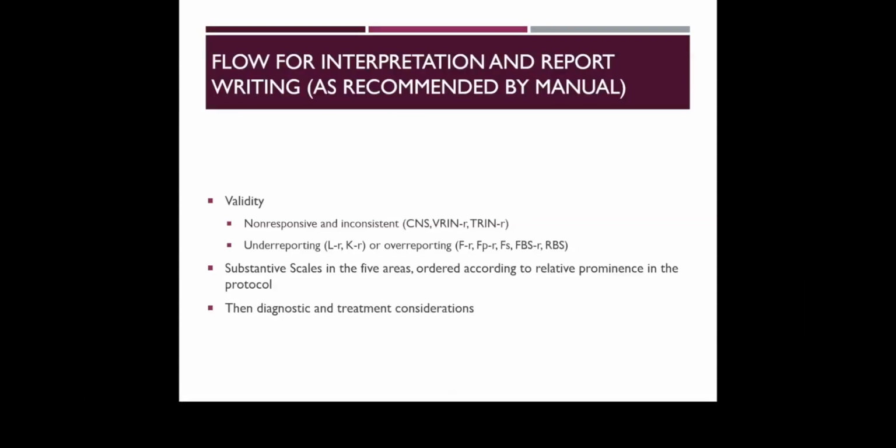And what the manual recommends is, okay, for this particular person, if I'm going to write up their report, I'm going to do the area that has the most elevation. So what I have is just, here they are in order on the basis of the table I just referred you to that was in the manual. But once I have this all filled out in my worksheet, I can look at whichever one is the most prominent in the protocol. When I'm writing it up, then I can start with the one that's most prominent and meaningful. And then the manual suggests talking about diagnostic and treatment considerations sort of as its own piece, but we'll talk a little bit more about that in a second.